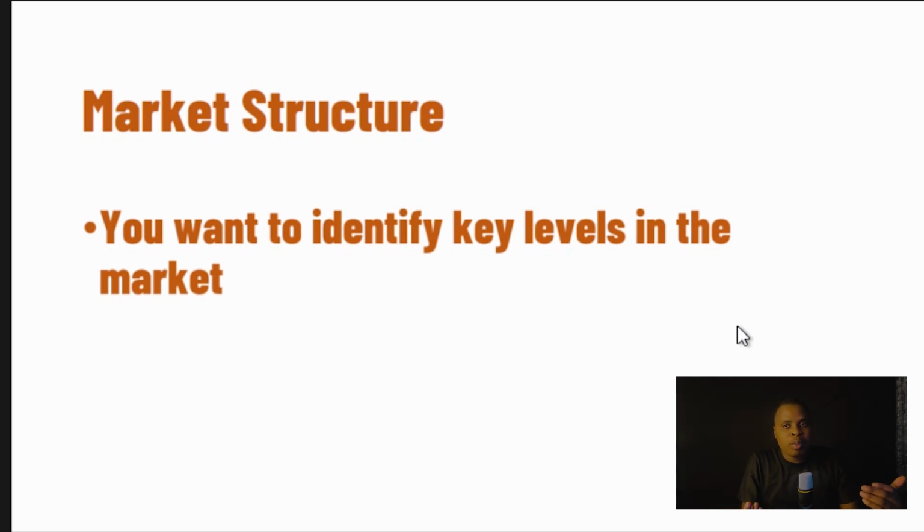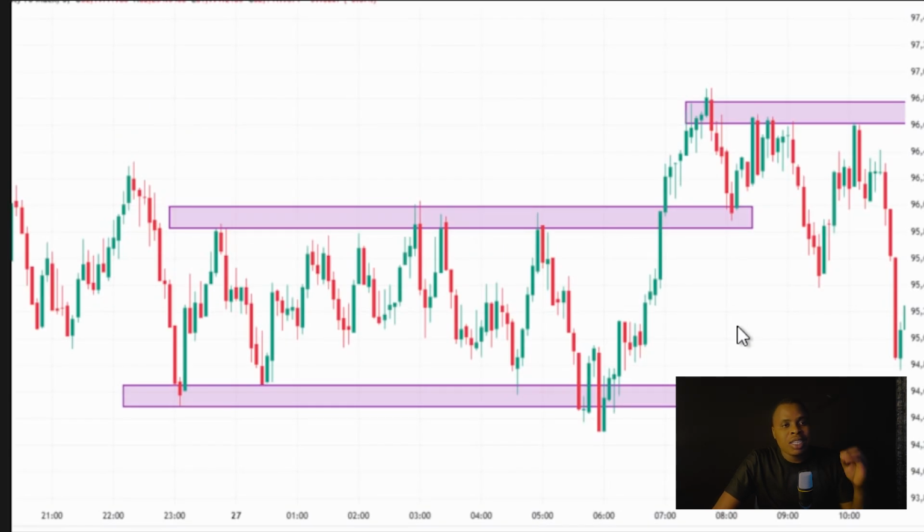But I think for most people, what is easier to understand is the support and resistance zone. Now, what is support and resistance? As I said, support and resistance zones are points in the market where the market has been reversing, or zones in the market where the market has been reversing.